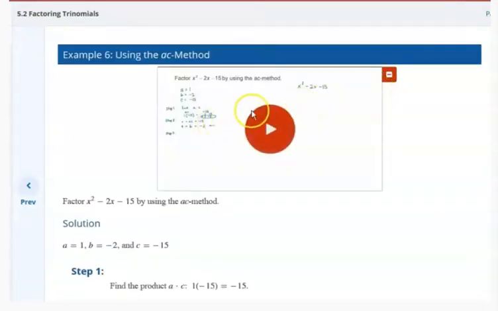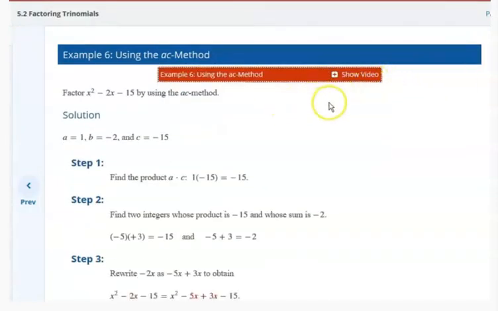Now, before I close this, again, keep in mind that many of these have videos by the authors and their staff that go through this. So you can go back and check these videos out. But what I'm going to do is work this one out for you. And up here in your notes, for example 6, you're going to put x squared minus 2x minus 15 that they want you to work using the AC method.